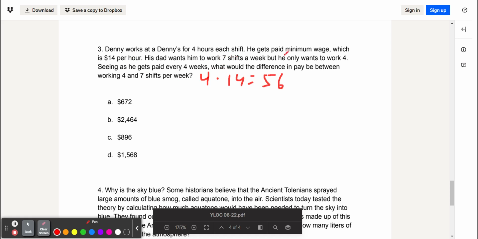His dad wants him to work 7, but he only wants to work 4, and we're supposed to find the difference in pay. That means we need to find 7 minus 4 shifts per week, which equals 3. So every week the difference between the two schedules will be 3 shifts. So 3 times $56 per shift would give us $152 per week of a difference. And he gets paid every 4 weeks.